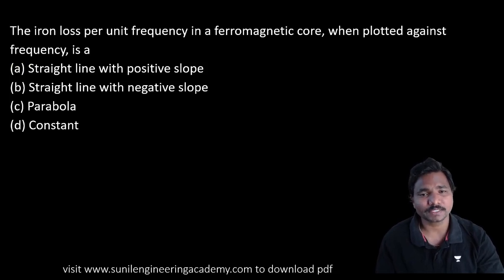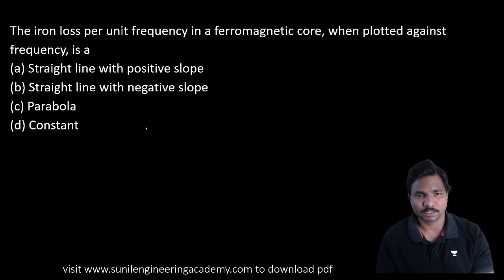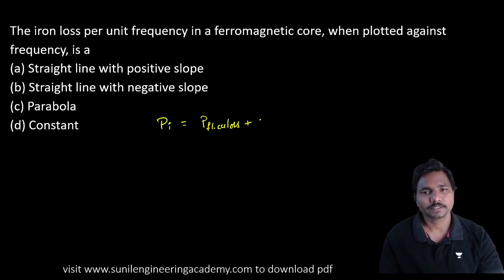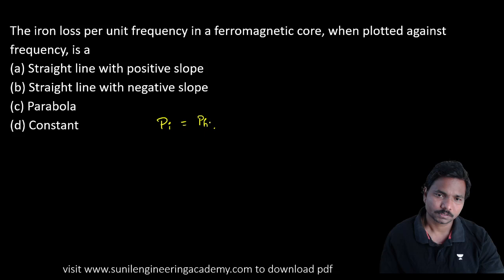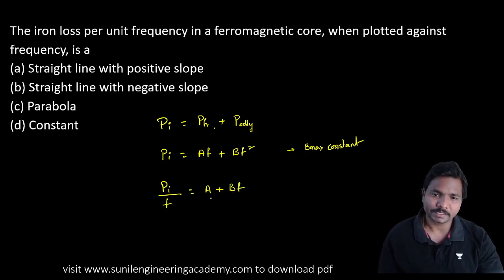The iron losses per unit frequency in a ferromagnetic core when plotted against frequency is dash. We know the iron losses are nothing but hysteresis losses plus eddy current losses. So Pi is equal to AF plus BF square, whenever the B max is constant. Here iron loss is per unit frequency, so F is cancelled out. Then it becomes A plus BF, which is nothing but like A plus Bx format. So A is a constant, B is the slope.